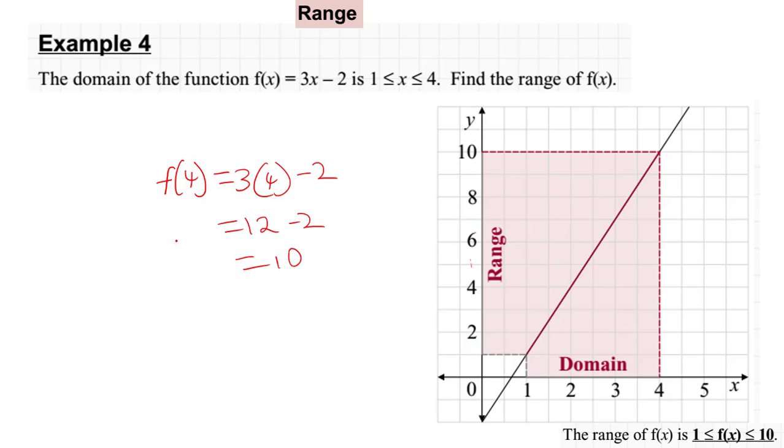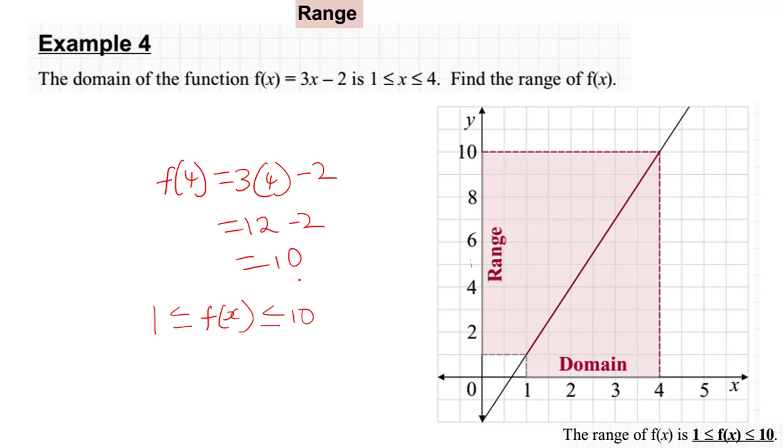So we now say that the y values, which is our range, f of x, lies between 1 and 10. So when the domain is between 1 and 4, then the range is between 1 and 10. 1 and 10 included, because the 4 up here was included, because it says x is less than or equal to 4, and here it says x is bigger than or equal to 1. So 1 and 4 included, therefore the 1 here and the 10 there are also included.